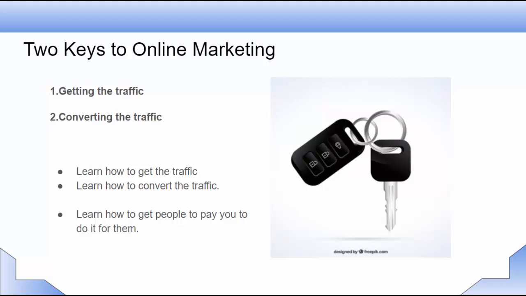So this is what you need to learn in online marketing: how to get traffic, how to get people to see your offer, and how to get them to take the action you want them to take. Ultimately, that action is buying, but there could be other intermediate steps between the first time they see your offer and the actual buying step.